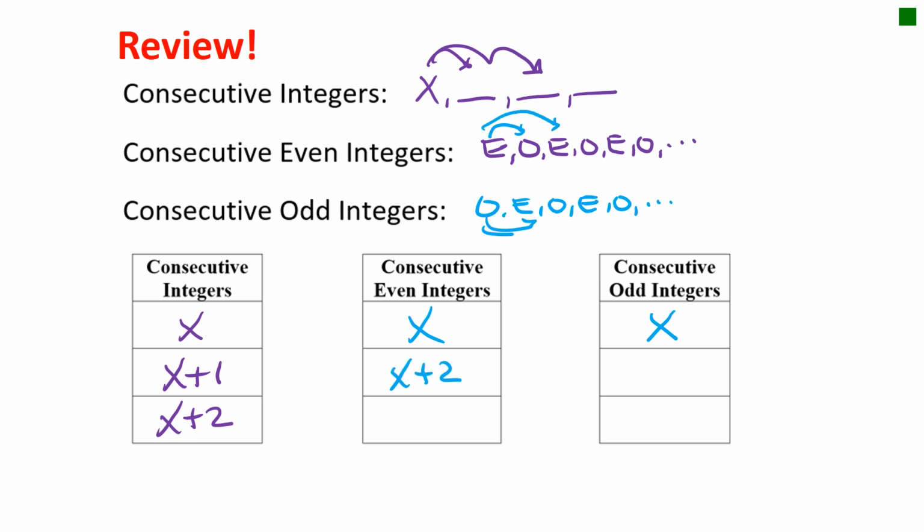To get to the next odd, I have to add 2. To get to the second even, I have to go 1, 2, 3, 4 away, so I have to add 4. For the odd, 1, 2, 3, 4 away, so I have to add 4. That should already be in your notes, but remember, always good to have it twice.